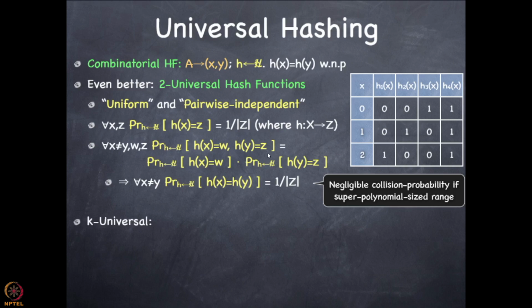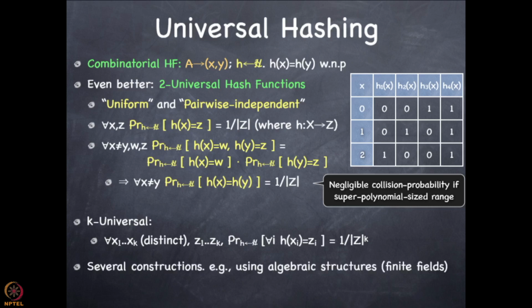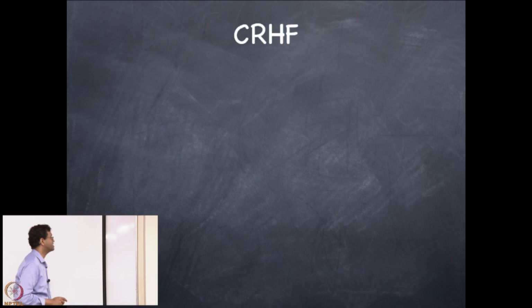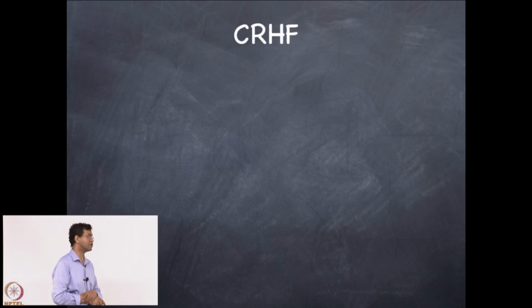This was 2 universal. You can ask for k universal, where instead of pairwise independence, you say there should be k-way independence. So for any k distinct inputs and k possible output values, the probability that these inputs take exactly those outputs should be 1 by z to the power k. That's k universal. And there are several nice constructions. We have gone through them, but since we don't have time, we'll not do that here. They exist, there are combinatorial hash functions, and we'll have some use for this shortly.